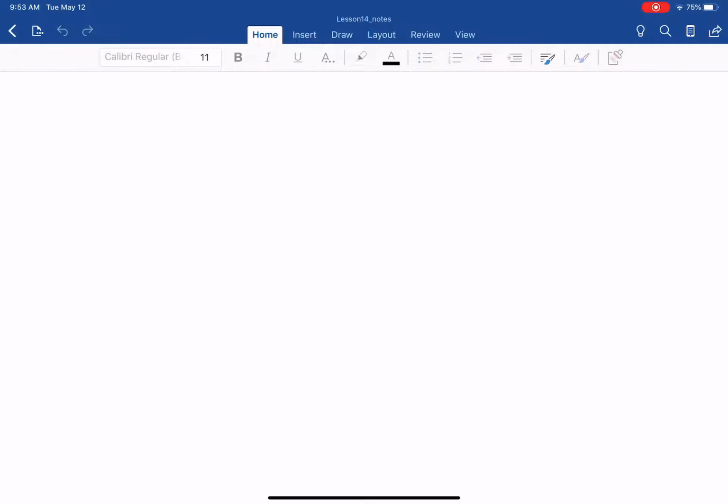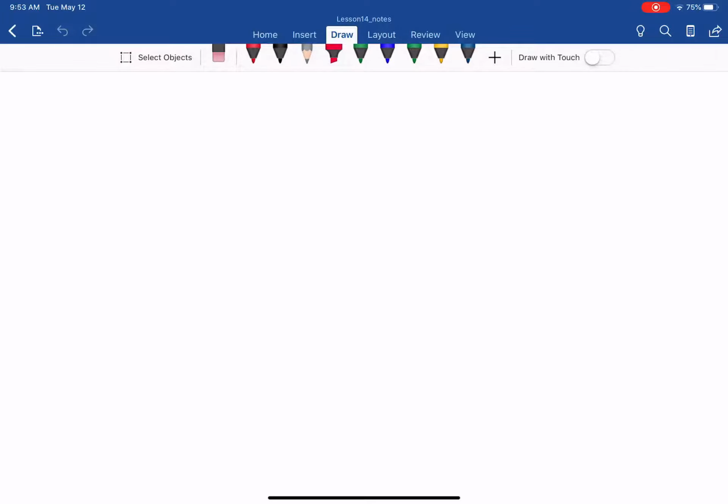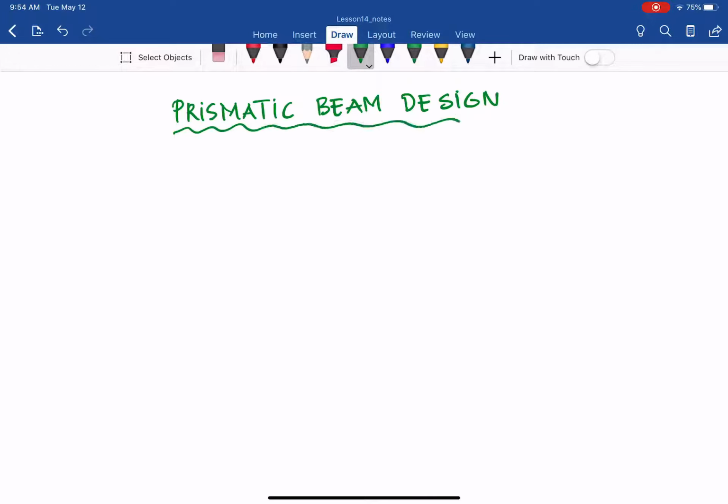The last topic we discussed today is beam design, more specifically prismatic beam design.